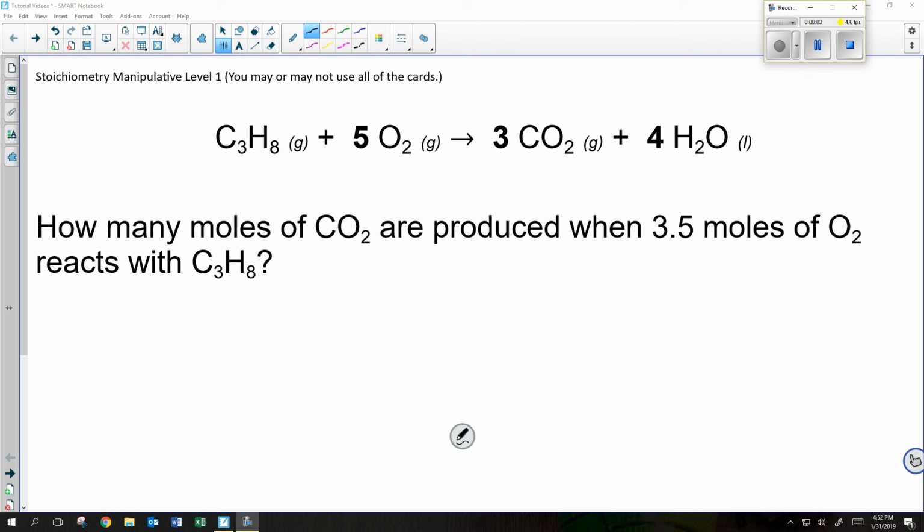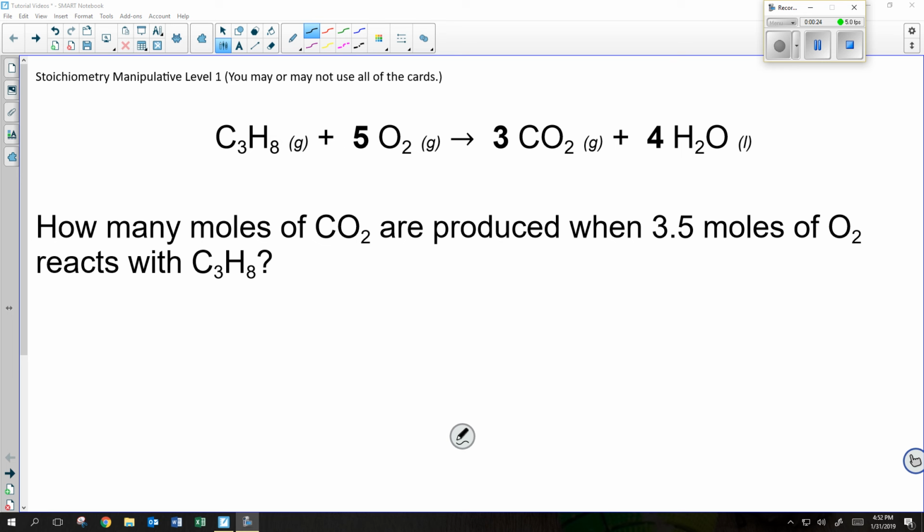Today we are going to learn how to solve a stoichiometry level 1 question where you are converting moles of one substance to moles of another substance. We already have our balanced chemical equation. So our question reads, how many moles of CO2 are produced when 3.5 moles of O2 react with C3H8?